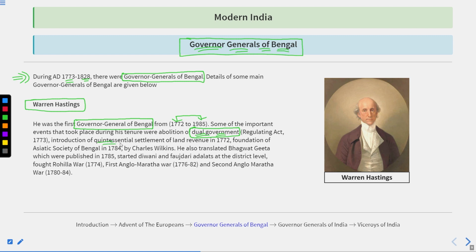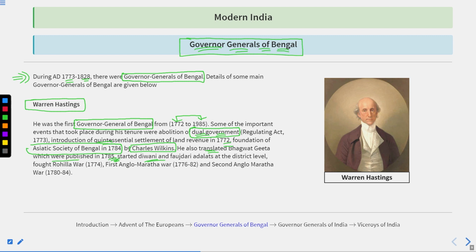And then he introduced the settlement of land revenue in 1772. Also, the Asiatic Society of Bengal was founded in 1784. The famous personality of that was Charles Wilkins. He translated the Bhagavad Gita into English in 1785. Thereafter, Warren Hastings started the Diwani and Fauzdari Adalat at the district level. The Diwani Adalat was in charge of civil cases, and the Fauzdari Adalat was in charge of criminal cases.